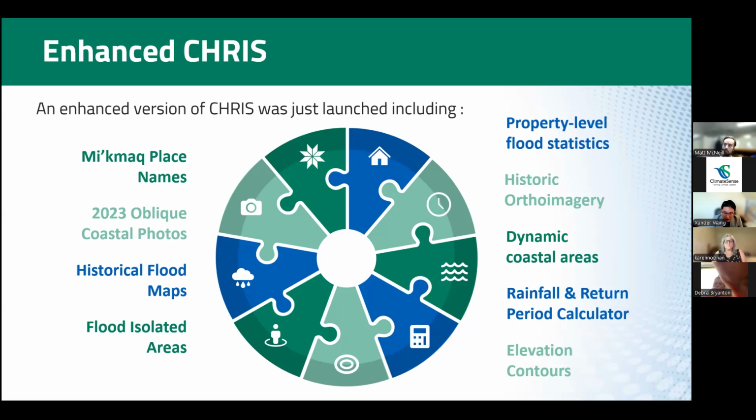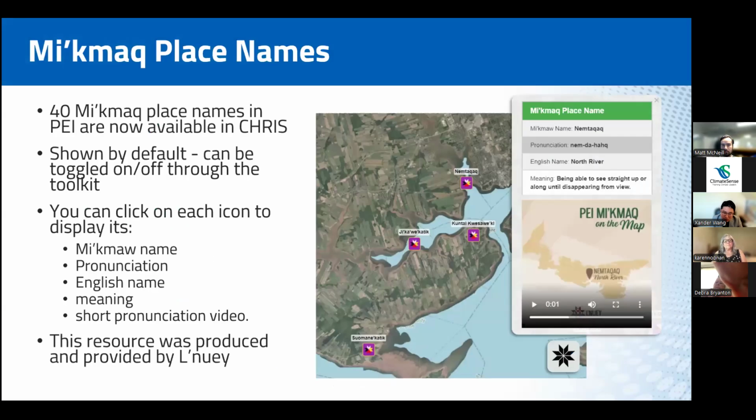this is really based on the information provided by Unui, and particularly we have included 40 Mi'kmaq place names in PEI, and they will be loaded by default when you open CRIS. But you can toggle them off. There's a small button in the right bottom toolkit. You can certainly toggle it off or toggle it on.